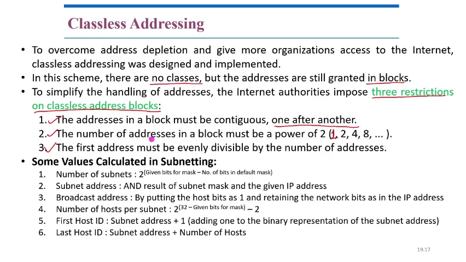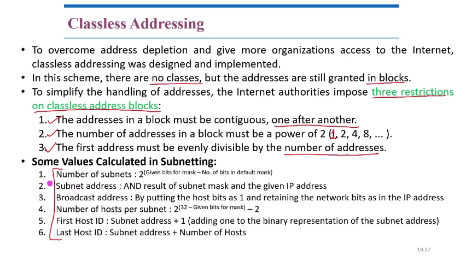Likewise, the number of addresses given to a particular organization or group should always be a power of 2. The first address must be evenly divisible by the number of addresses. So whatever the number of addresses is, that means 2 to the power of something. Whatever the first address is, that should be divisible by the number of addresses. So these are the three conditions that should be satisfied in classless addressing. And these are the points that can be asked in numerical type questions.